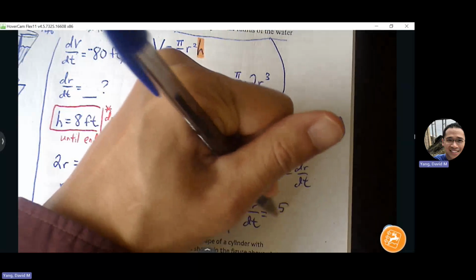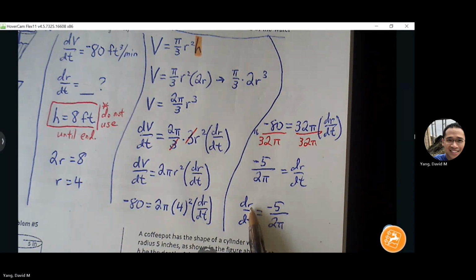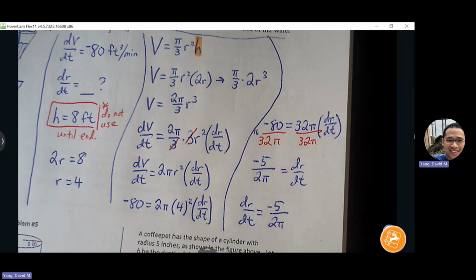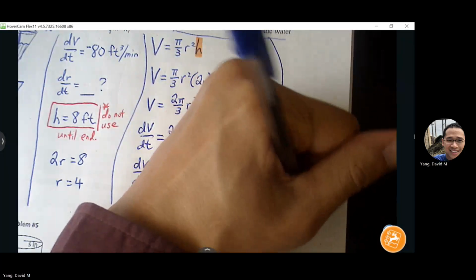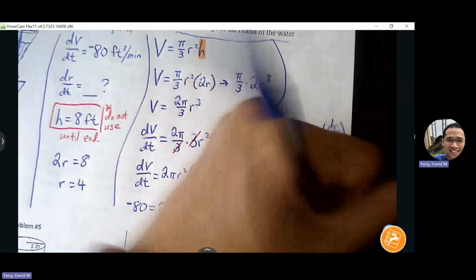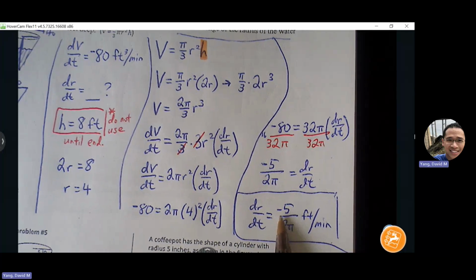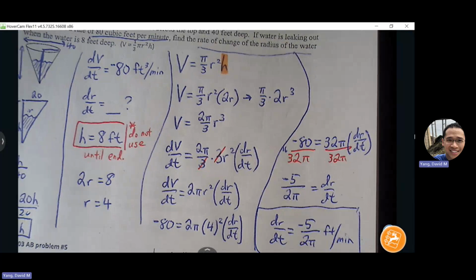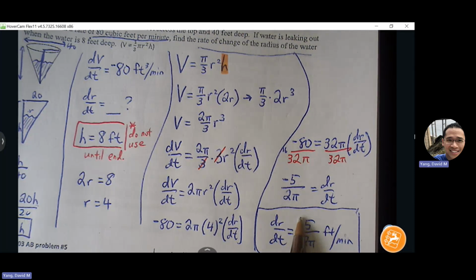Okay, what's the unit of measure here? Radius is in terms of feet. Time is minutes, so we just put them over each other, right? Feet per minute. Does it make sense that we're getting a negative dr dt? It's losing water. Water is draining out, volume's decreasing, height is decreasing, radius is decreasing, and that negative helps confirm that.